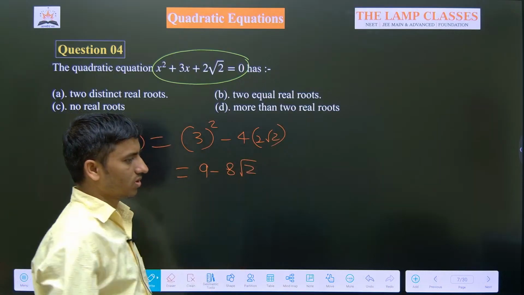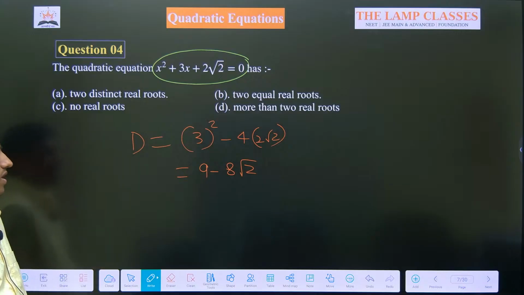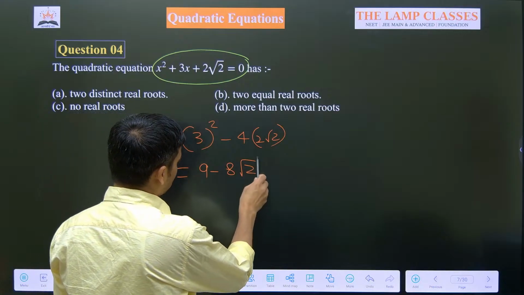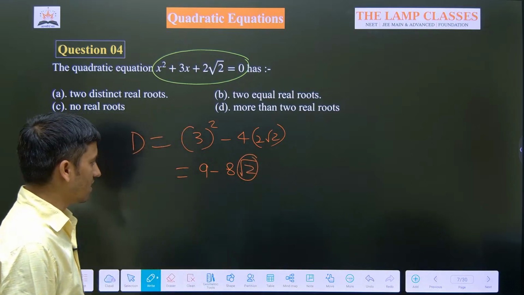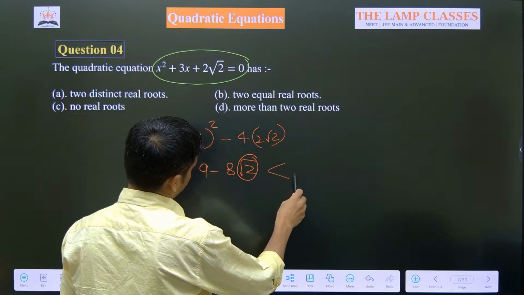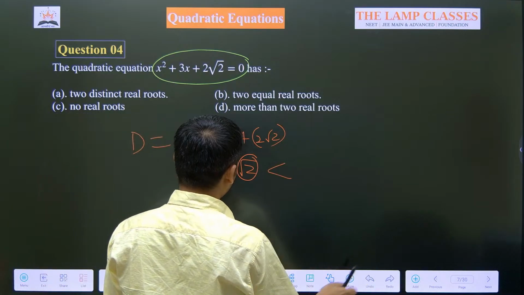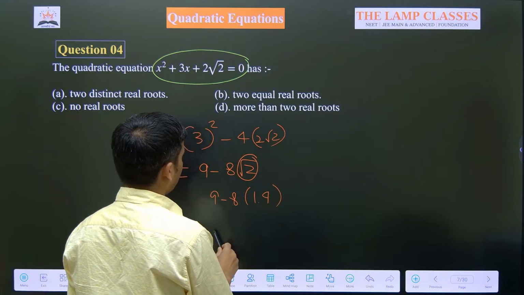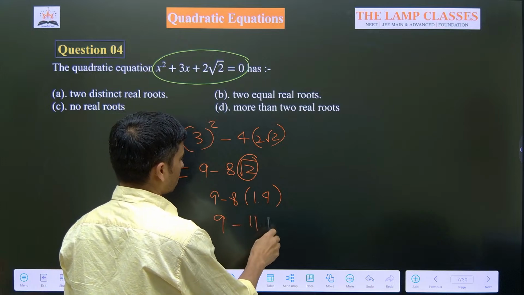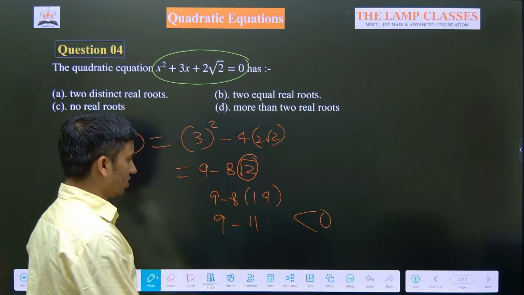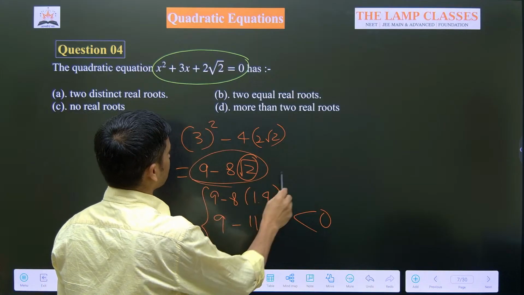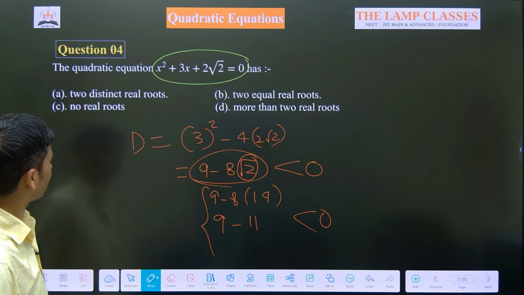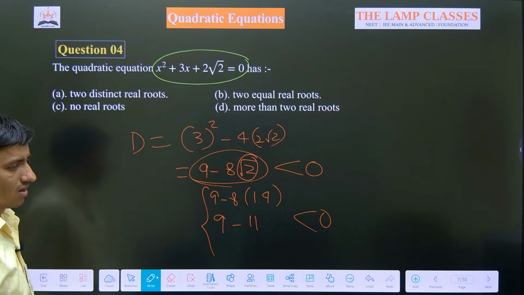Can we tell anything about this number, 9 minus 8 root 2? Is that positive or negative? It is negative, right? Because root 2 is 1 point something, right? So this number is less than 0. If you want to get some idea, you can replace root 2 as 1.4. That is 9 minus 11 point something, right? So definitely this is negative. I don't think you have to do this calculation. Just by looking at this expression, we can tell, right? And whenever discriminant is negative, we know that the roots are non-real, right?